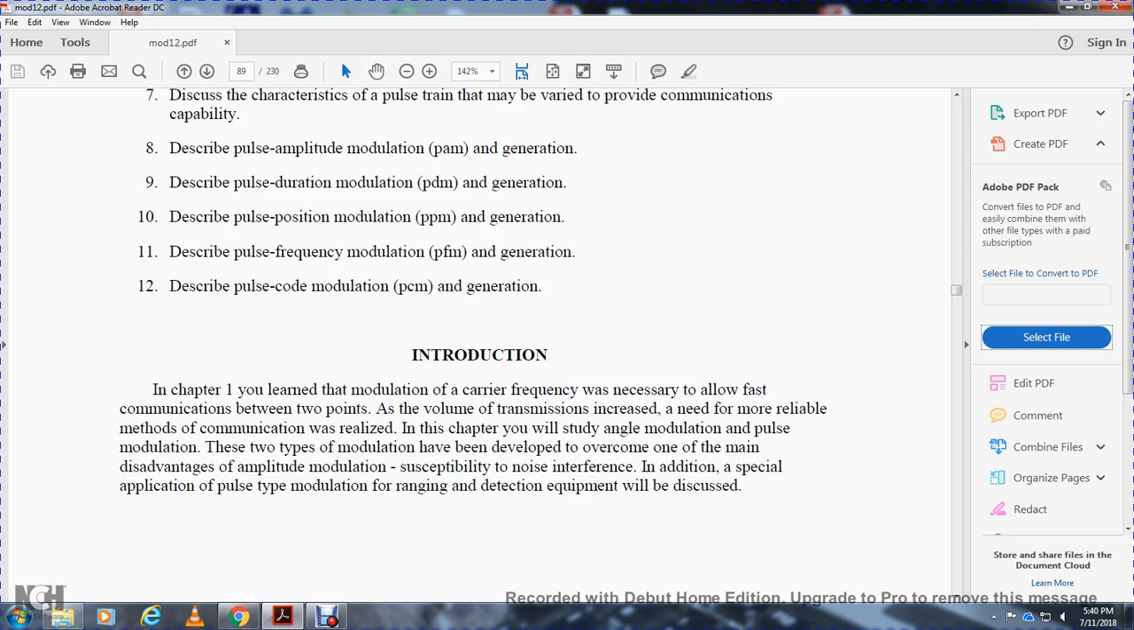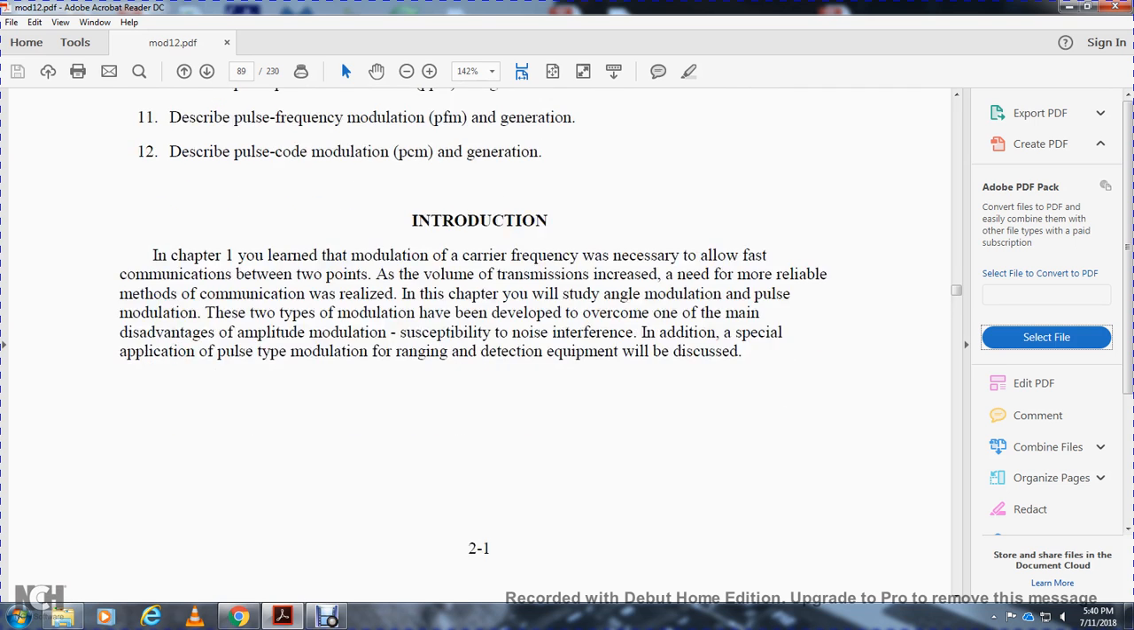Introduction. In the previous chapter, you learned that modulating a carrier frequency is necessary to allow communication between two points. As the volume of transmission grew, the need for a more reliable method of communication was realized. In this chapter, we will study angle modulation and pulse modulation. These two types of modulation were developed to overcome one of the main disadvantages of amplitude modulation, namely noise interference. In addition, a special application of pulse-type modulation for ranging and detection equipment will be discussed.